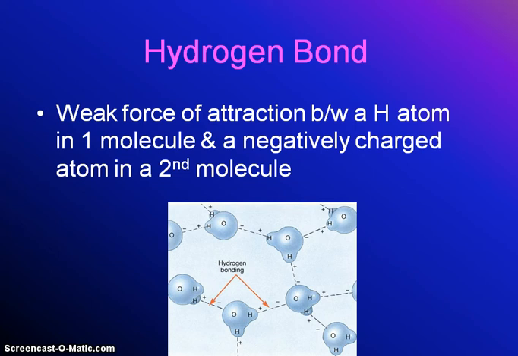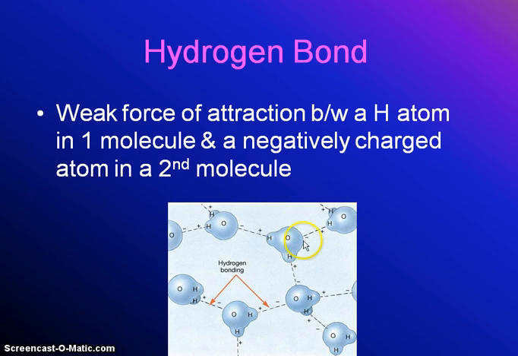Hydrogen bonds are weak forces of attraction between the hydrogen atom in one molecule and a negatively charged atom in a second molecule. The most common negatively charged ions that those hydrogens will bond with are nitrogen, oxygen, and fluorine, or NOF. They go right in order on the periodic table. And these bonds help to allow water molecules to attract to each other, like you see in the diagram here.